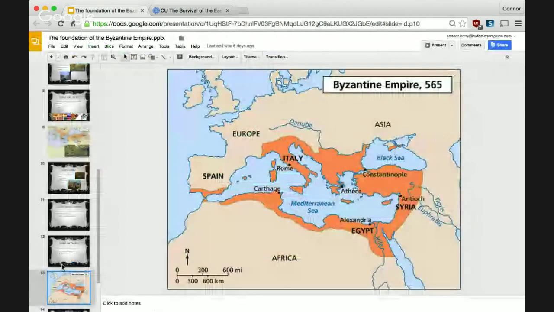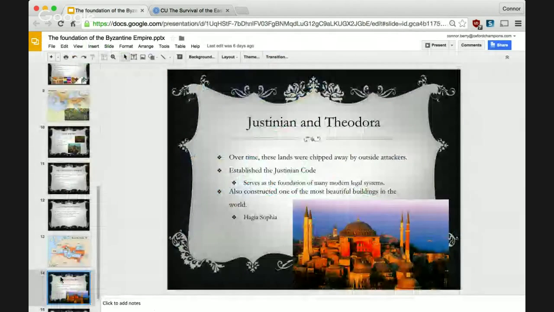Before we go on, let's move through this because we'll have a few other pictures of things that he did. Like I said before, over time the lands were chipped away by outside attackers. Now, the one thing Justinian really is remembered for is creating the Justinian Code. We'll learn more about the Justinian Code as we go through this year's curriculum, but the Justinian Code really does serve as a foundation for many modern legal systems. A lot of the legal systems in medieval times and even up to today are based on this code that Justinian created, which is pretty impressive. It's a long time to have your code stick around.